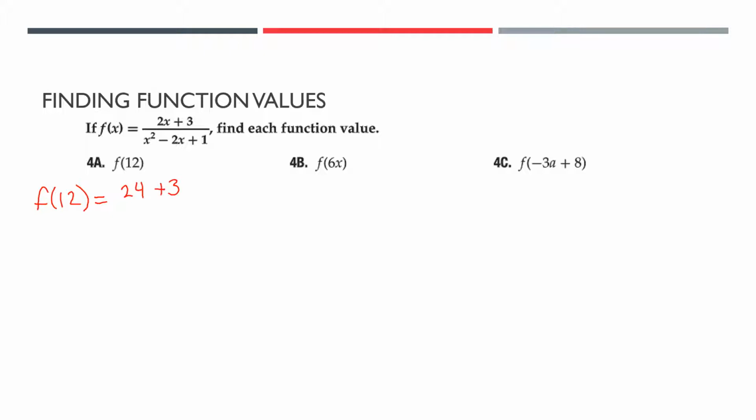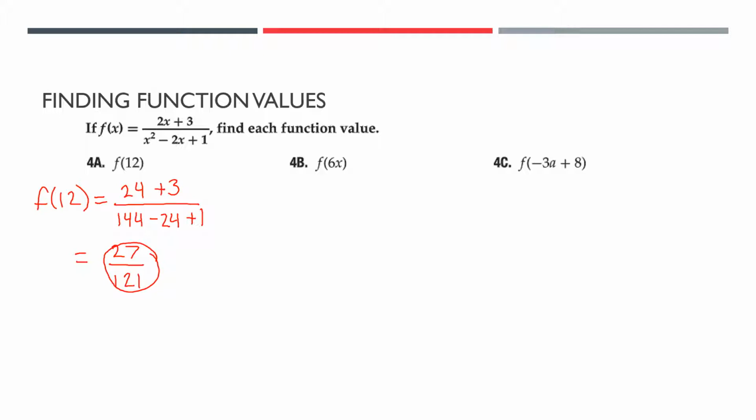This is just 2 times 12 over 12 times 12, which is 144, minus 24 plus 1. That's going to be 27 on top, and on the bottom, this would be 121. And there's my answer.